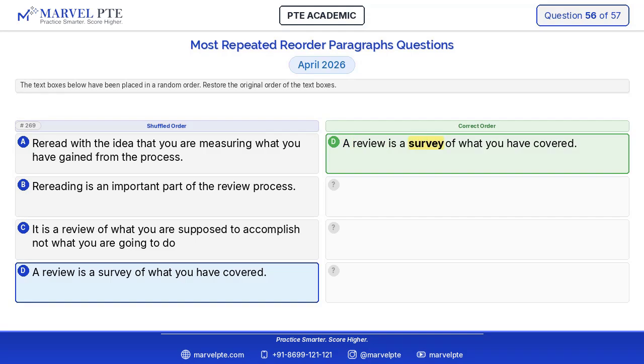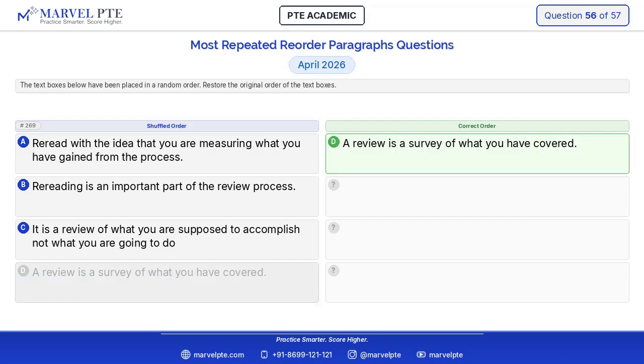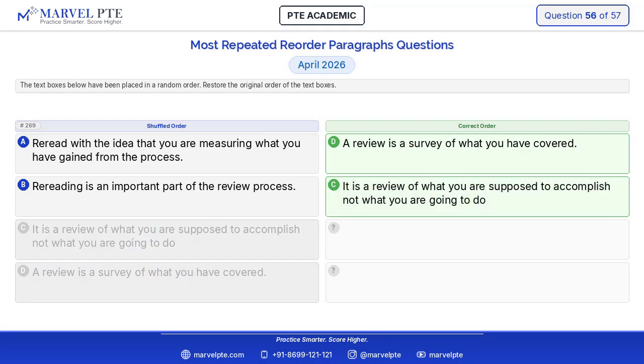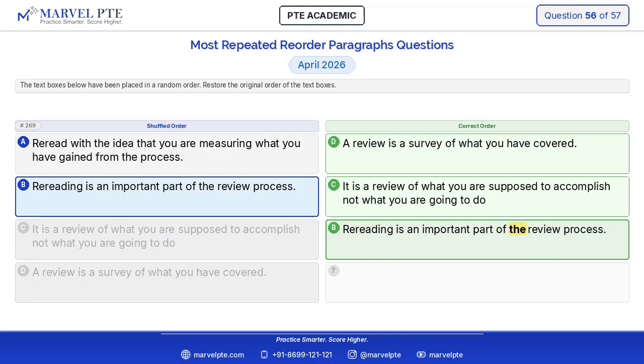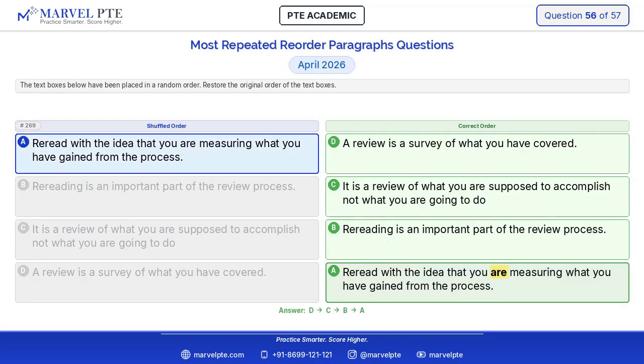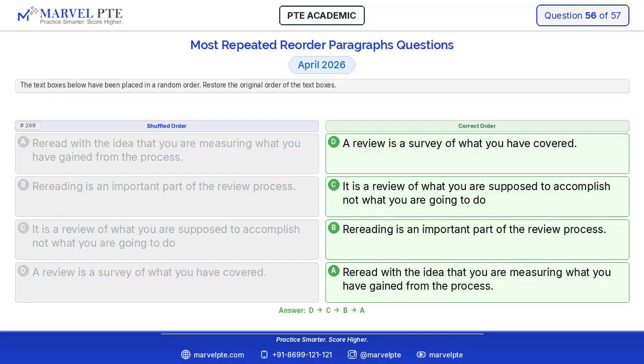A review is a survey of what you have covered. It is a review of what you are supposed to accomplish, not what you are going to do. Rereading is an important part of the review process. Reread with the idea that you are measuring what you have gained from the process.